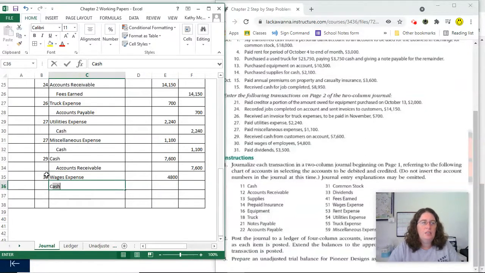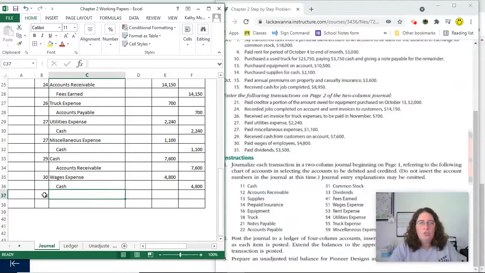We paid it. So we're going to credit cash for $4,800. Let's make these our little commas with no decimals. Oh, and increase our cash indent. And number 30, on the 31st, we paid dividends for $3,500.